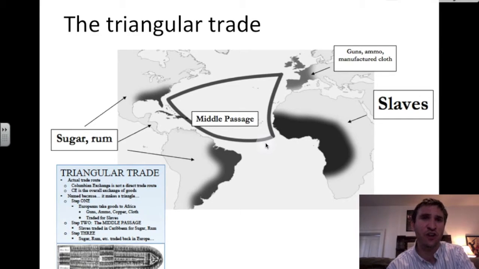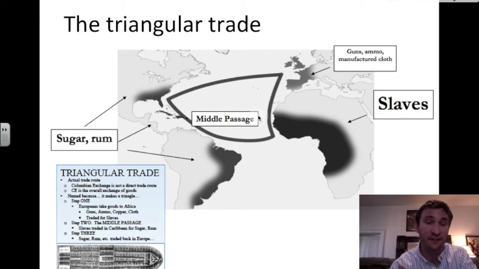Now let's take the triangular trade step by step, starting in the continent of Europe, which is shaded here. Europe trades to Africa guns, ammo, and manufactured cloth, mostly in Western Africa, because they can reach this coast most easily by ship. And they then participate in the slave trade of Western Africa. And slaves are sent across the Atlantic Ocean to North, South America, and the Caribbean islands. And this route from Africa to the Americas is called the Middle Passage.